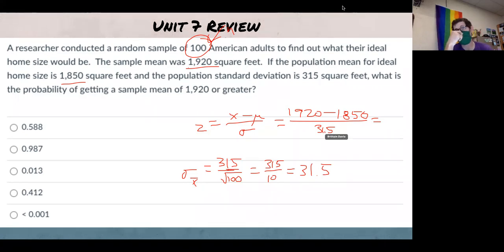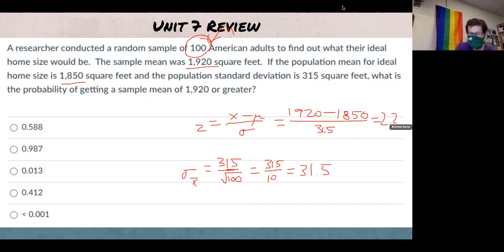So maybe the thing to think about is, if you see that there's a sample drawn with a sample size, then immediately you should be going to sampling distributions. If it's asking about a single individual and where they fit in a population distribution, then that's just going to be your regular normal calculations. Does that make sense?